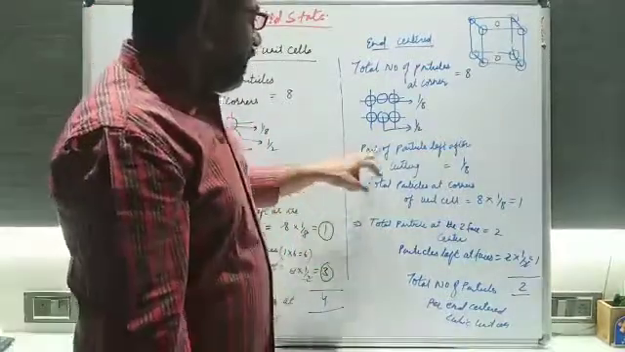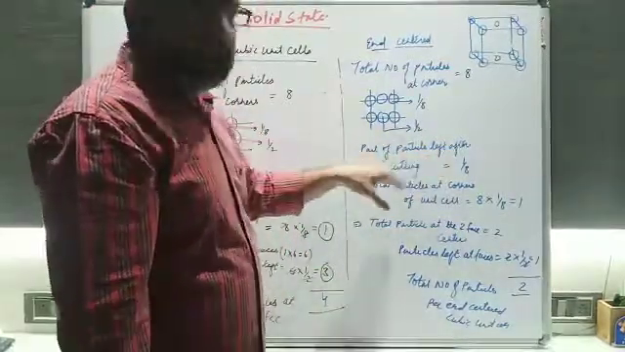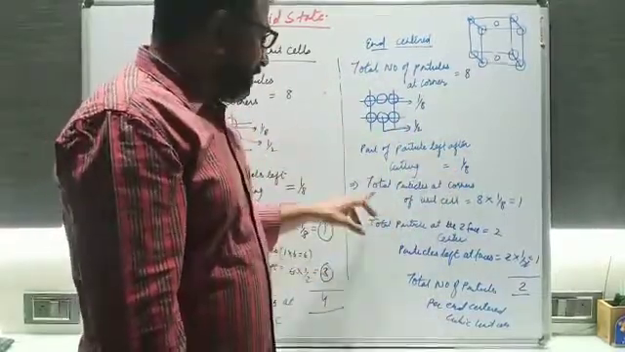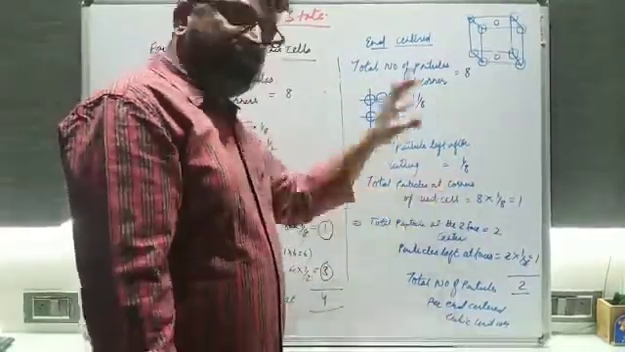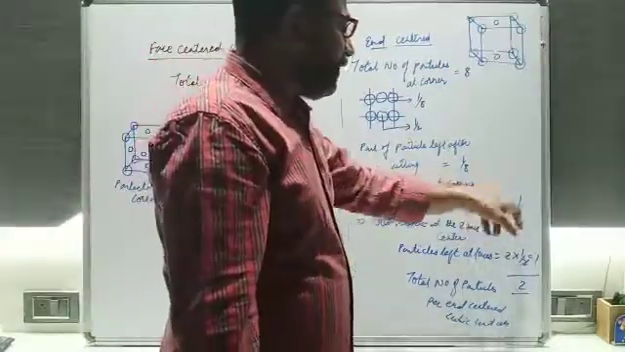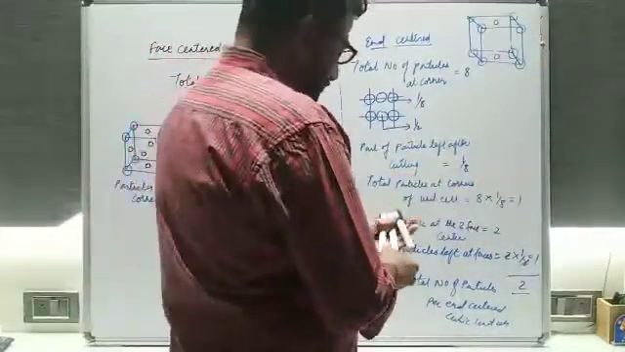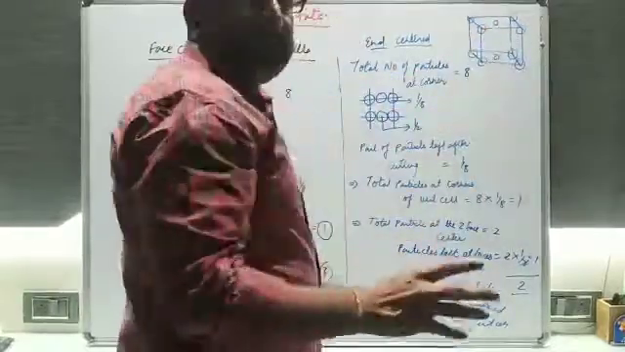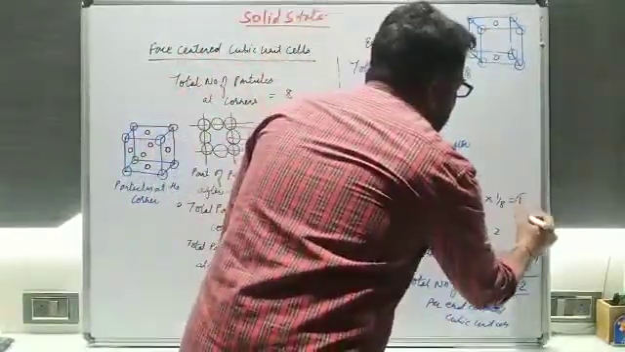So here the number of particles at the corners is 8. Then the total number of particles at the corners of the unit cell left is equal to 8 into 1/8, which is equal to 1. Understood this thing? So 8 is the number of particles at the corner and 1/8 part is left behind. So total will be how much? That is equal to 1.